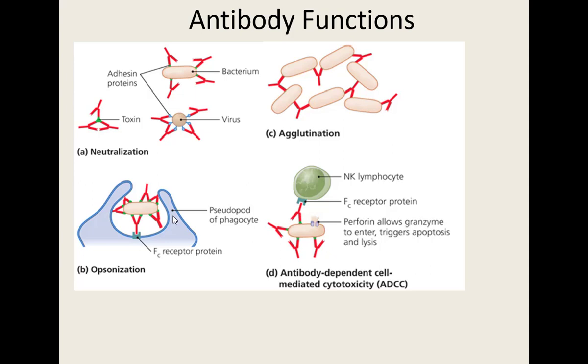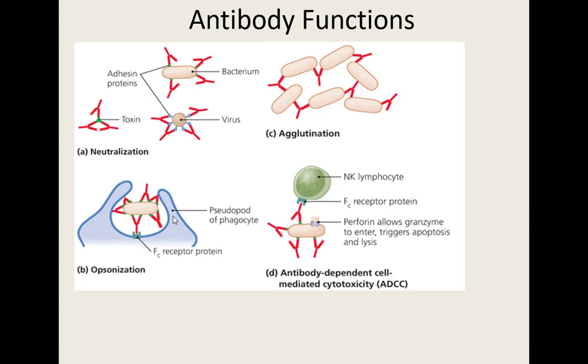So again, I've got all my antibodies up here as red. The very first way that an antibody can work is something known as neutralization. So again, it's only the hands that are attaching to the foreign objects. And the hands can attach to a toxin. They can attach to the outside of a virus, or they can even attach to different kinds of bacteria.